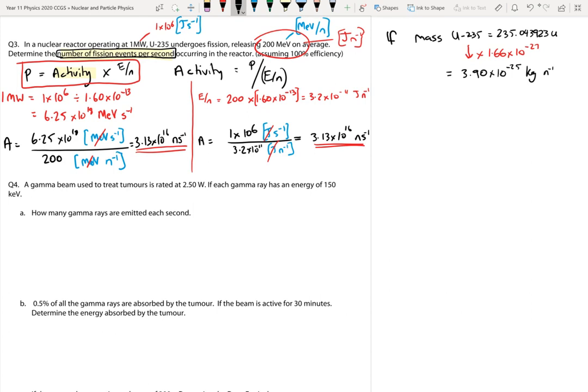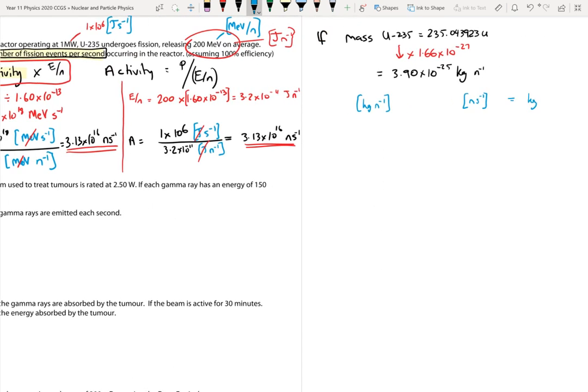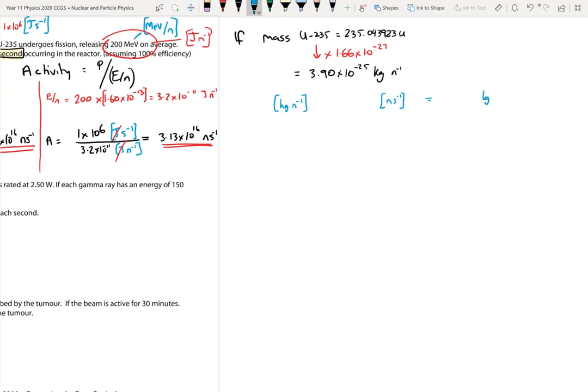Well, what could we do? We could multiply the kilograms per event by events per second. And what would we end up with? Kilograms per second. Excellent. If you multiply them, you'll get the kilograms of uranium every second that's undergoing fission. So let's multiply our kilogram per event by the event per second, which is the value that we found.